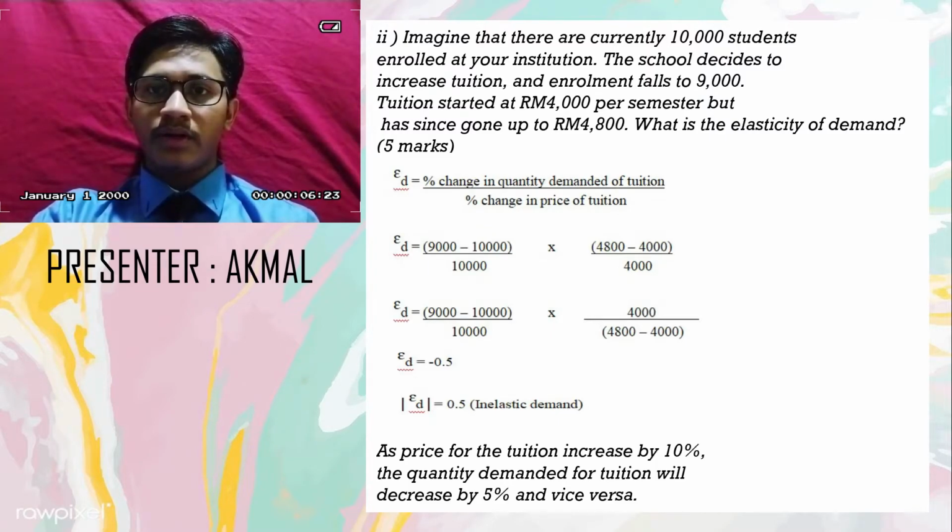So, we can conclude here that the answer to what is the elasticity of demand for the question is inelastic demand. Because the elasticity of demand is smaller than 1, as the price for the tuition increases by 10%, the quantity demanded for the tuition will decrease by 5% and vice versa.